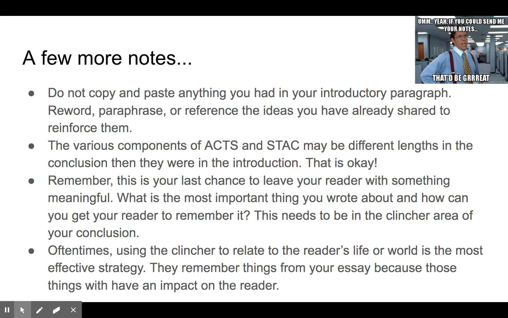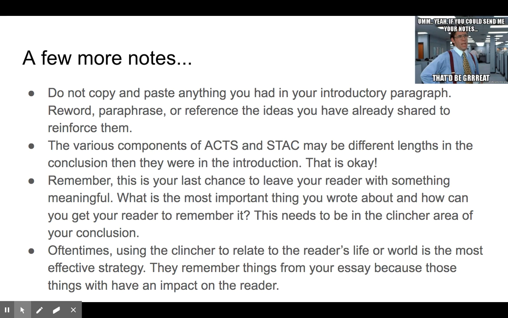And a few more notes that I want to share on this. Remember, you are not copying and pasting anything from your introductory paragraph. You're paraphrasing, all right? You're referencing things that you talked about before. You're saying things in new ways. You're advancing those ideas if that applies. The various components of ACTS and STAC may be different lengths in the conclusion than they were in the introduction. That is totally okay. You are, once again, paraphrasing. You're saying them differently. So if that means it goes a little longer or a little shorter than it was in the introductory paragraph, that's fine. That makes sense. You're not copying and pasting. You're not saying the same thing. So it's going to be different.